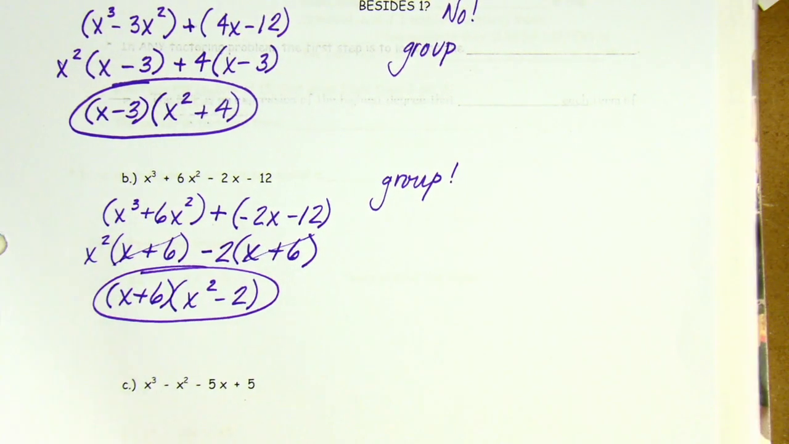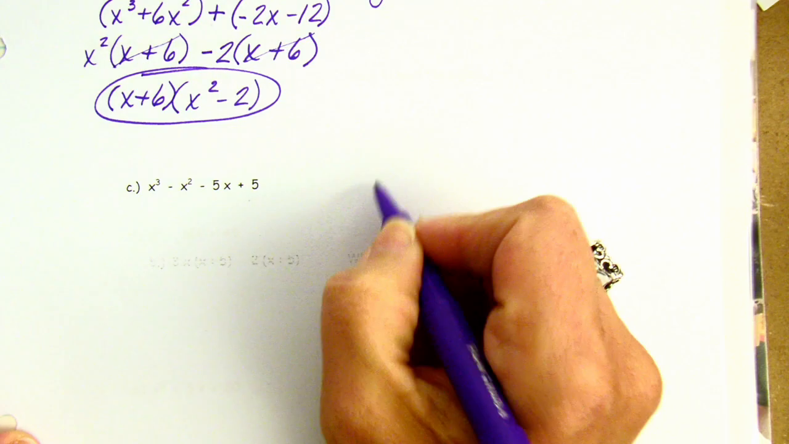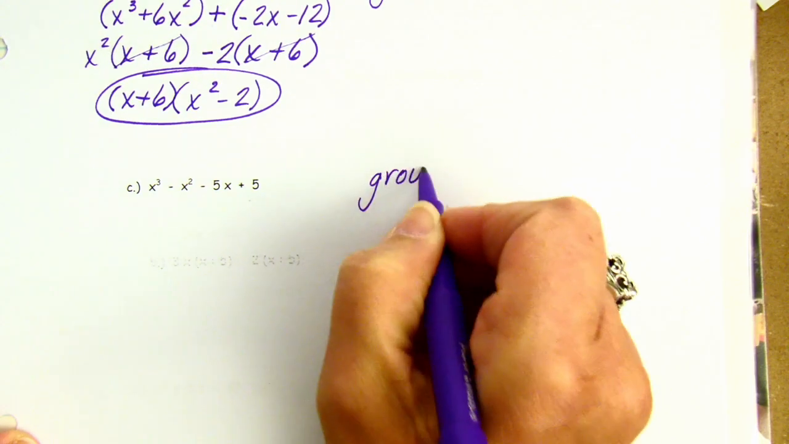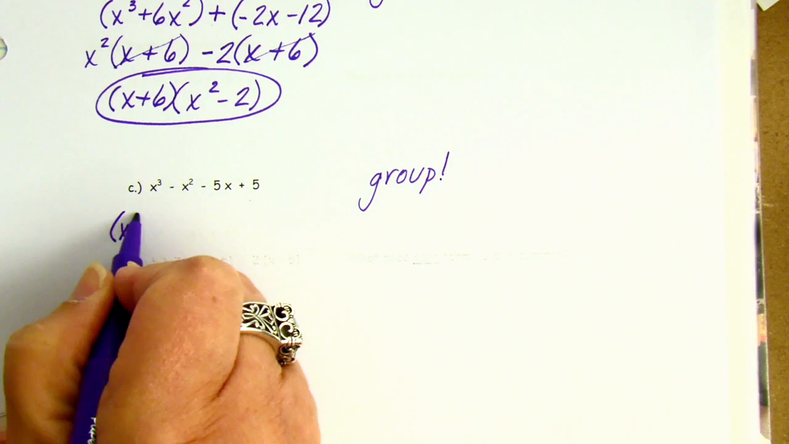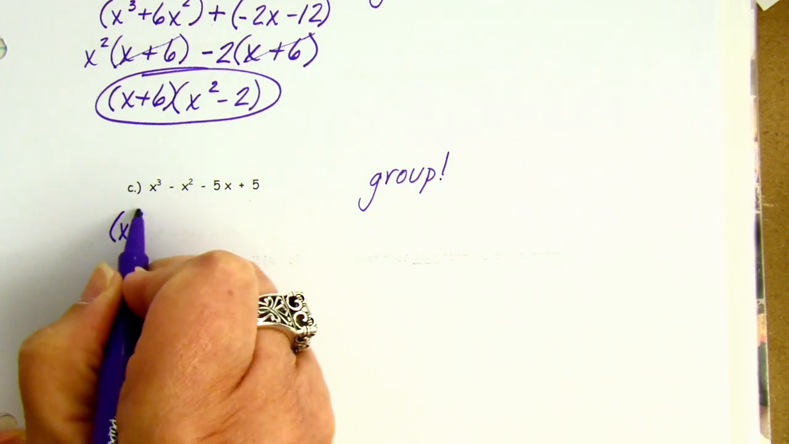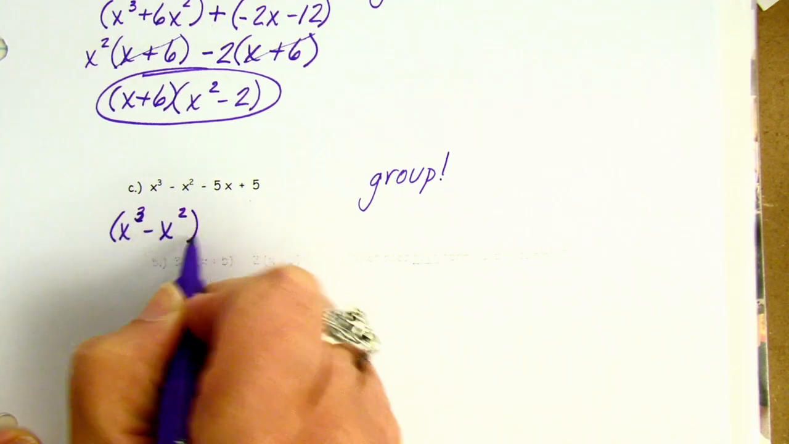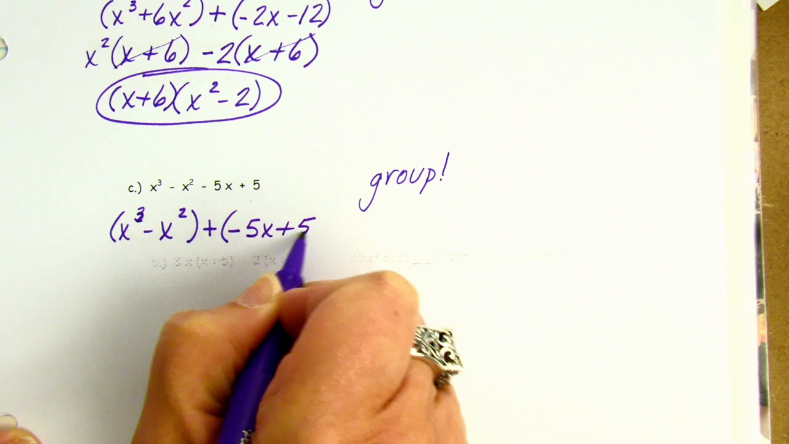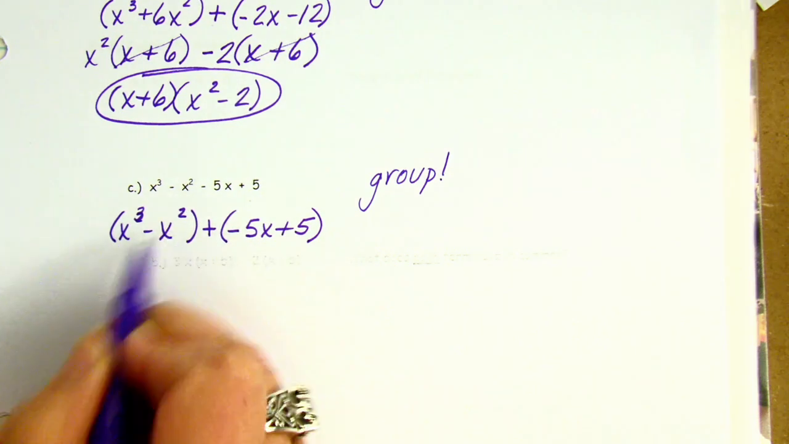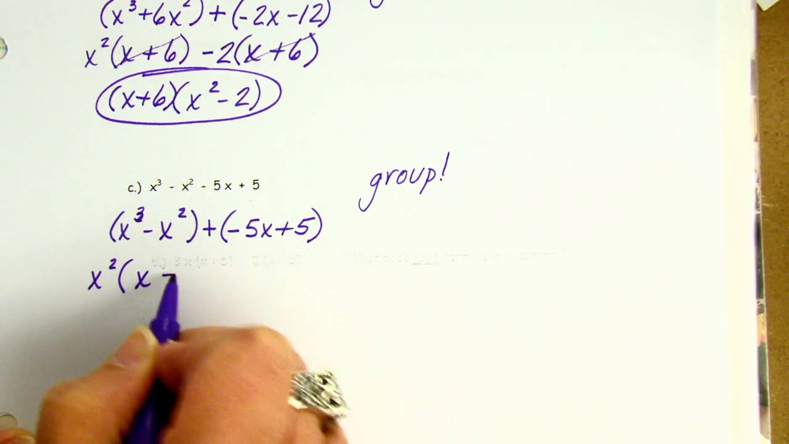And finally, part C. It is grouping because why? Because there are 4 or more terms. So we're going to group. The first two have something in common. They have an x squared in common. So that's x cubed, subtract x squared. Add, remember, move the negative in. Okay, GCF of the first group is x squared. When I factor it out, I'm left with x, subtract 1.